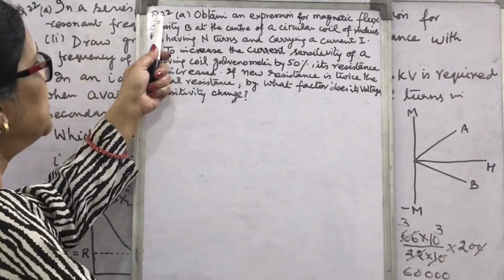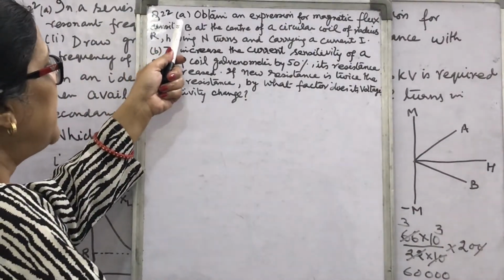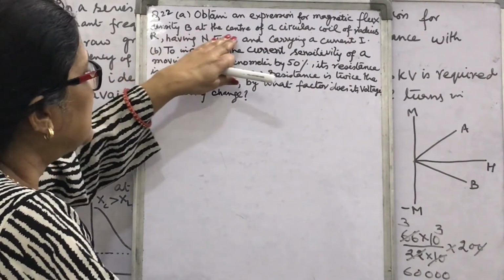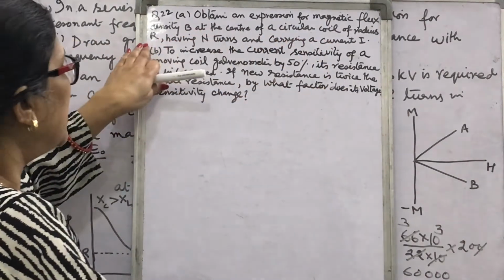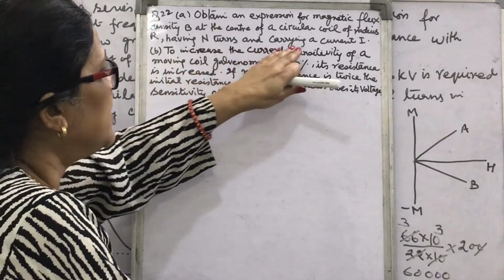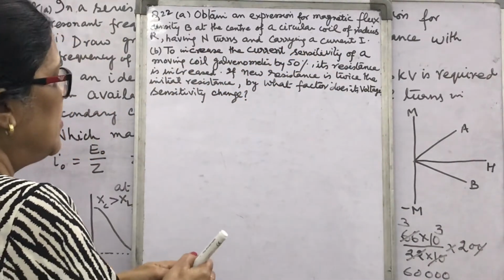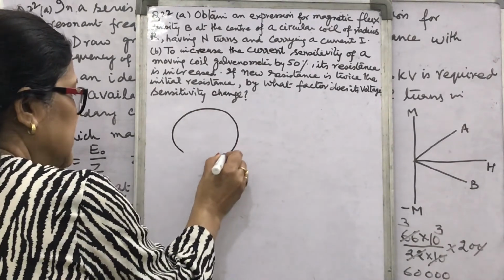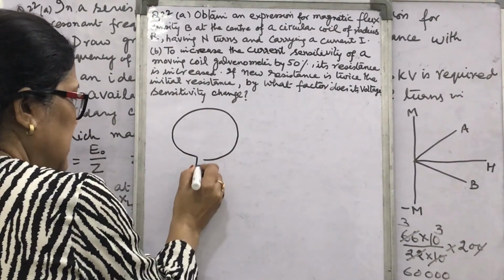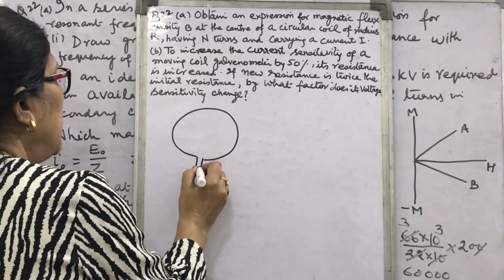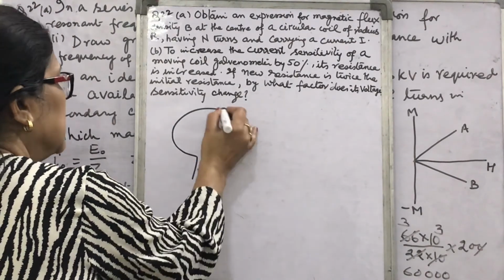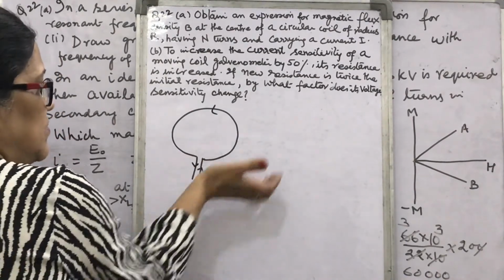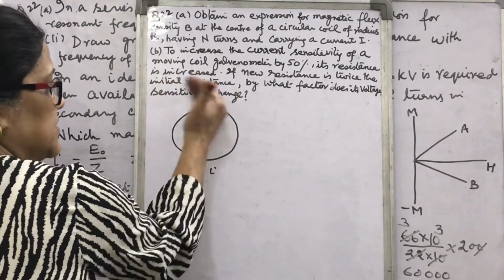Now the choice question of question 22, part A. Obtain an expression for magnetic flux density B at the center of a circular coil of radius R having N turns and carrying a current I. If the circular coil of radius R is shown like this, where the current flowing through the coil is in this direction, and this current is I.